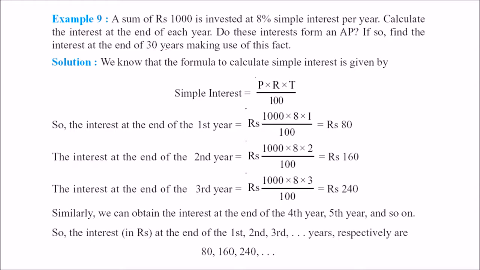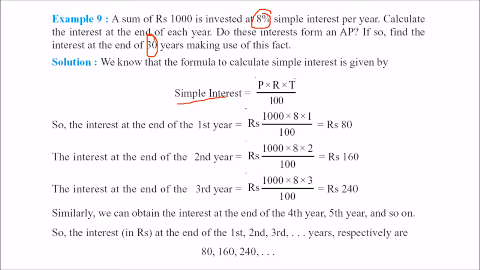Right? So a sum of rupees 1000 is invested at 8% simple interest per year. You have to calculate the interest at the end of each year and see whether these interests form an AP. If yes, find out the interest at the end of 30 years.